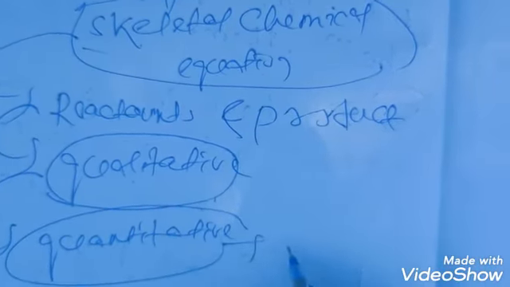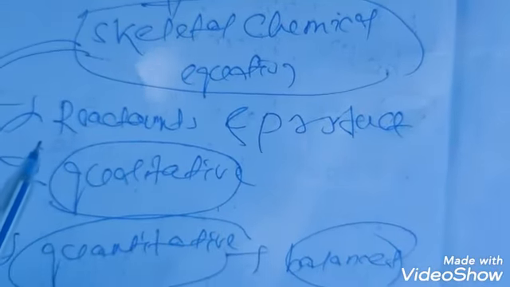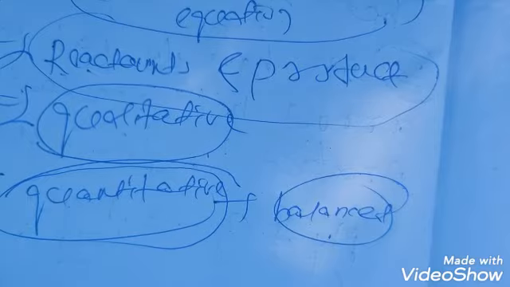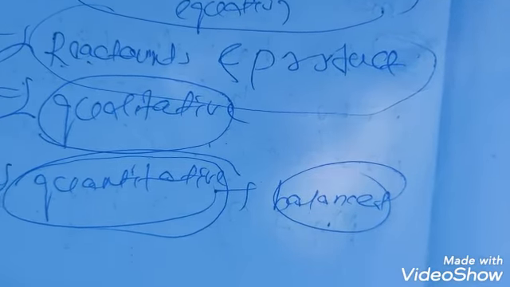But the quantitative part, the measurable part, is represented by the balanced chemical equation. So a skeletal chemical equation is an unbalanced equation, and it gives information only about the reactants and products, but it does not tell how many reactants and how many products. So it is completely unbalanced. But when it is balanced, it is called a balanced chemical equation, and it is quantitative and measurable, and the same number of atoms are present in reactants and also products.